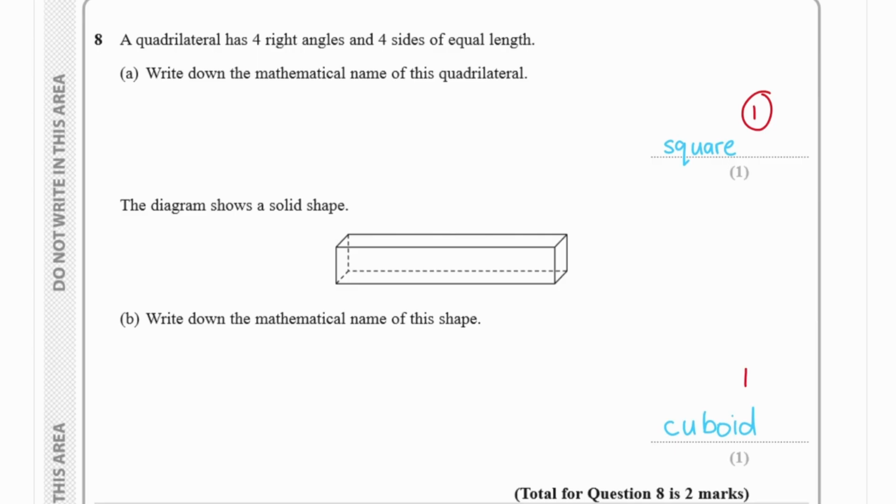Each of these parts were worth 1 mark each. Question 9. The table shows the number of books read by 4 people in 1 month. Part A, work out the median number of books.